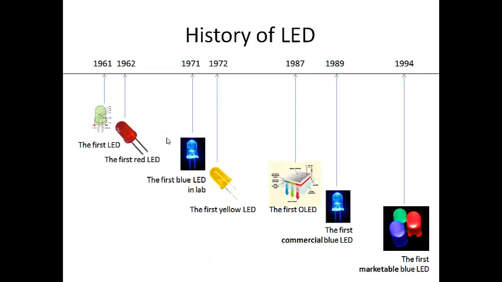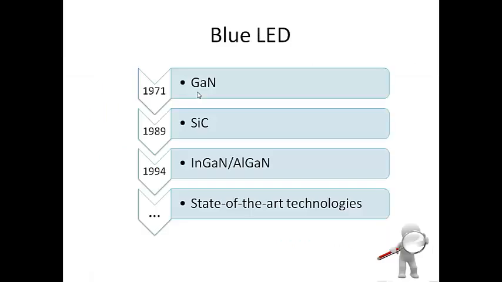Here's a timeline I made for the LED development history. From the very first LED being invented in 1961, the LED industry keeps developing at a dramatically fast speed. However, you may notice that it took almost 25 years for the very first LED invented in the lab to reach the public market. What's so special about blue LEDs? Let's take a deeper look into this question.